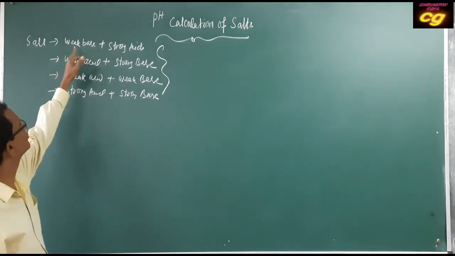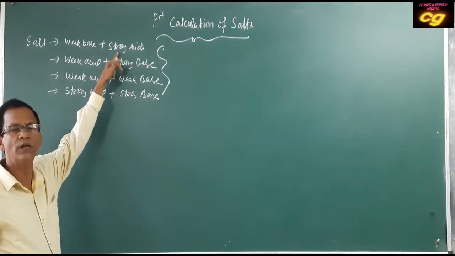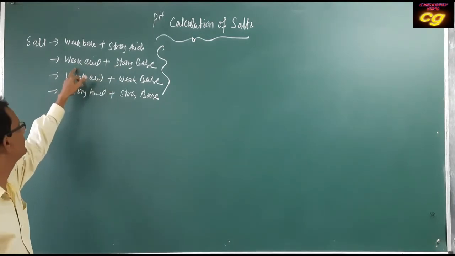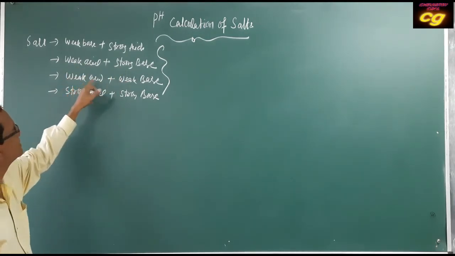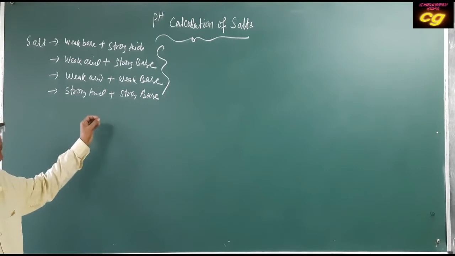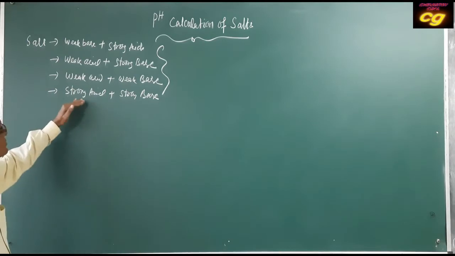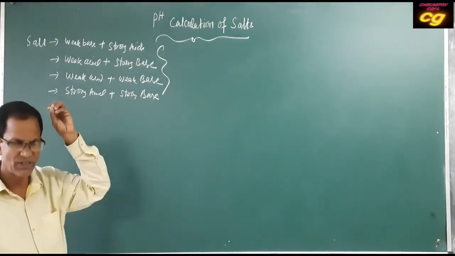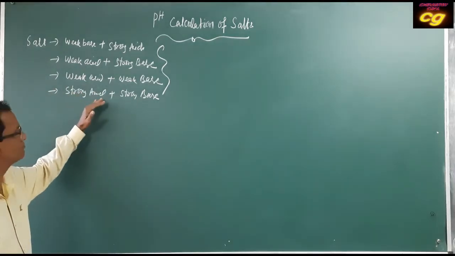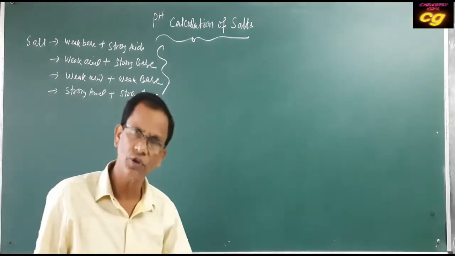When the salt is produced from a weak base and strong acid, the nature of the salt is acidic. The pH value will be less than 7. If it is produced from a strong base and weak acid, the pH value is greater than 7. From weak acid and weak base, it depends upon the dissociation value. And strong acid and strong base generally gives neutral, having the same molar concentration. The result will be neutral. So the nature of the salt produced depends upon the nature of the acid and base.